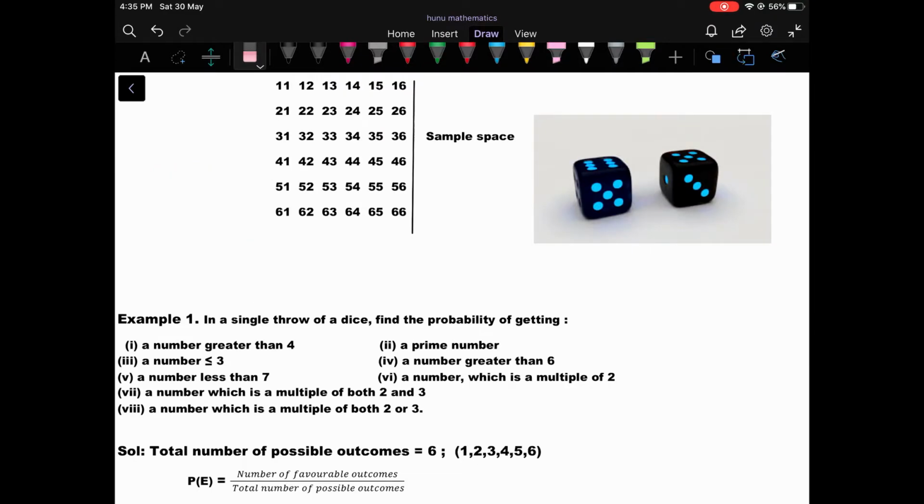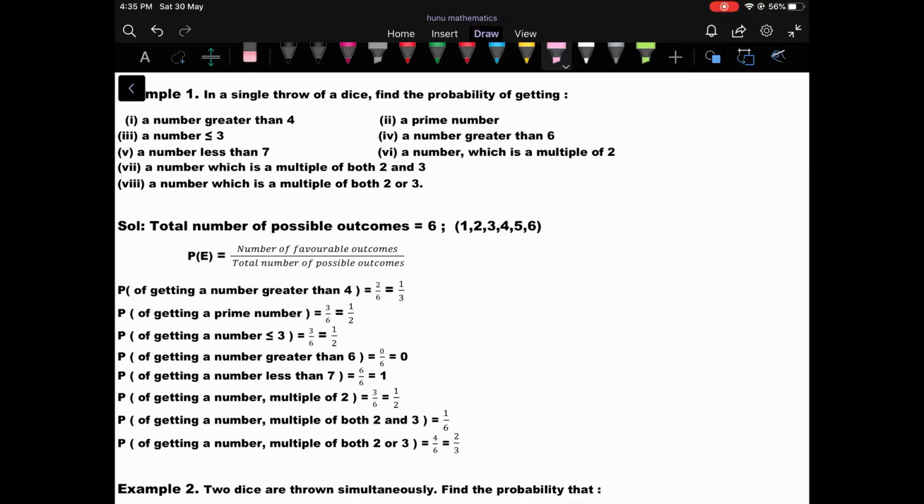Let us discuss example 1. Here, in a single throw of a dice, find the probability of getting a number greater than 4, a prime number, and so on. Here clearly the total number of possible outcomes equals 6 and the sample space has been given in the bracket. The probability of the event is given by the formula: number of favorable outcomes by total number of possible outcomes.